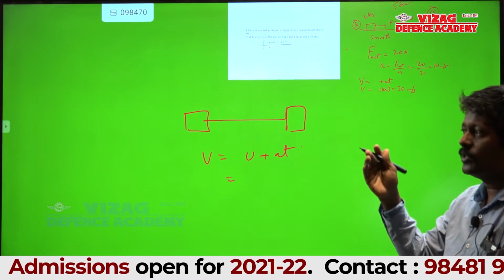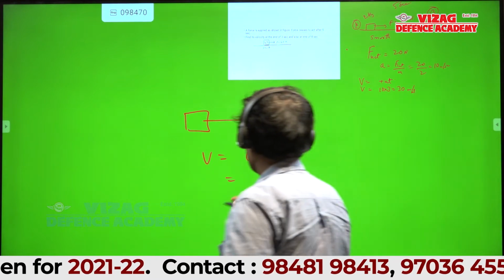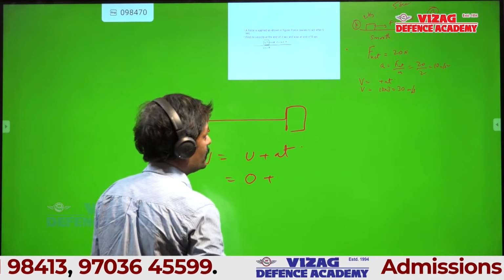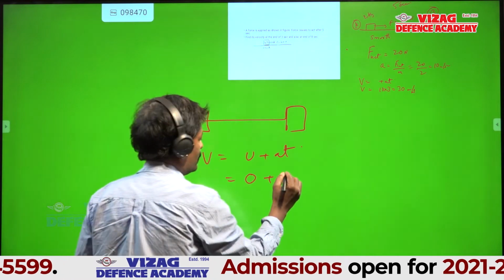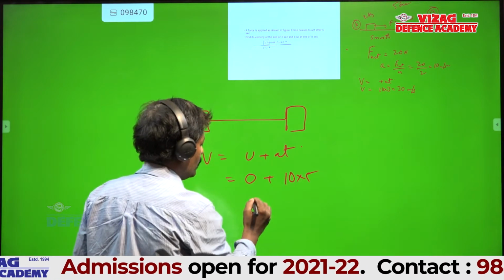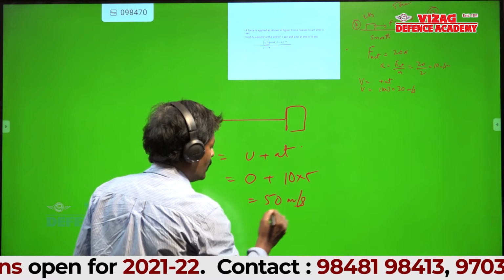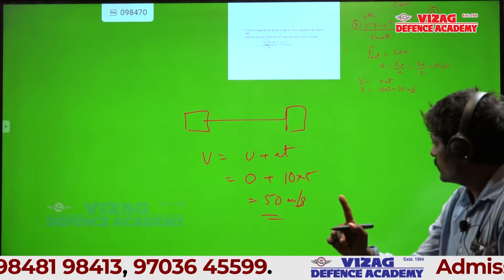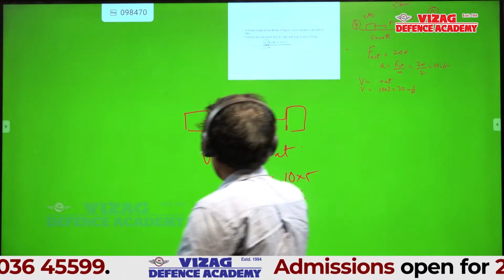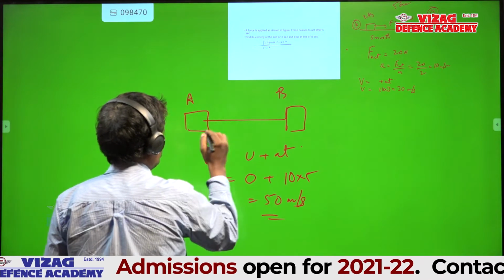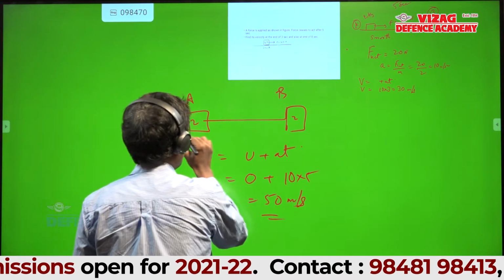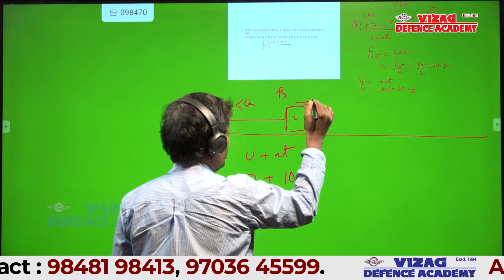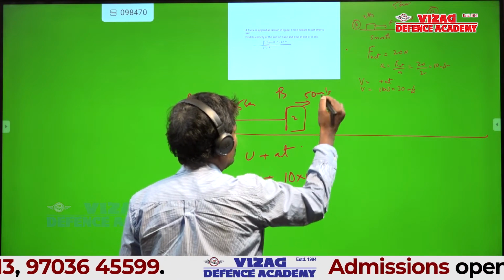Why? Because there is force only up to 5 seconds. Let me check that. 0 plus, what is a? 10 meters per second squared. 10 into 5, 50 meters per second. Now listen, at the end of 5 seconds, the velocity is 50. Imagine it is here at the end of 5 seconds, the 2 kg mass. After 5 seconds, it acquired 50 meters per second.